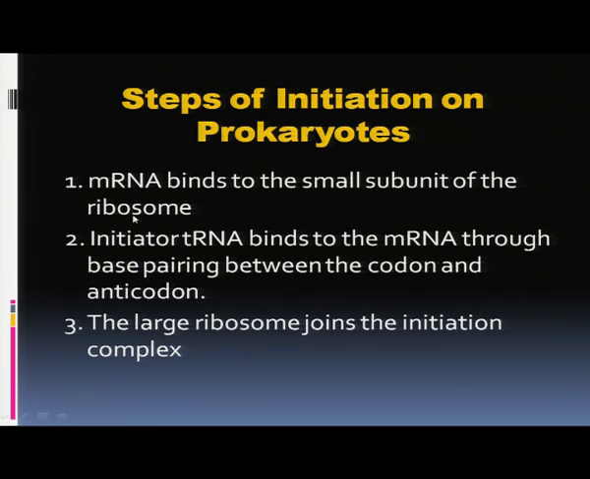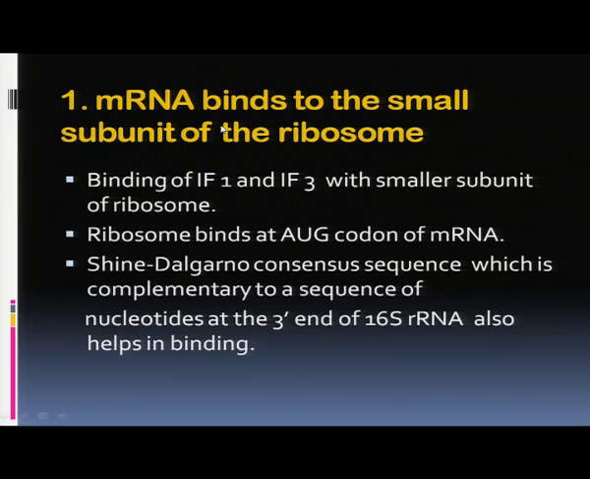So, these steps are: messenger RNA binds to the smaller subunit of the ribosome, initiator transfer RNA binds to the messenger RNA through base pairing between the codon and anticodon, and the larger subunit joins the initiation complex to form the 70S initiation complex to initiate protein synthesis. Now, let us talk about how messenger RNA binds with the smaller subunit of the ribosome.